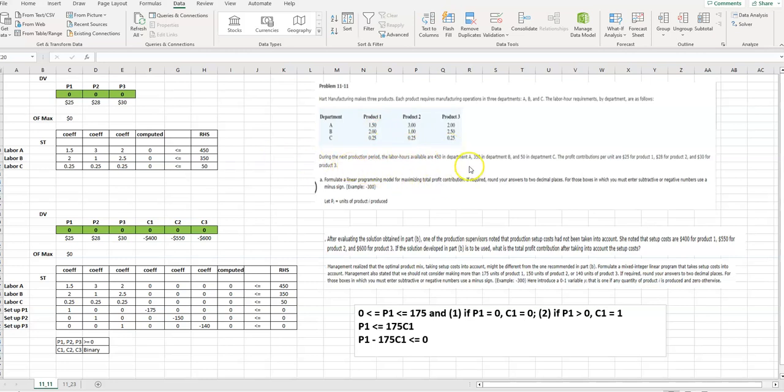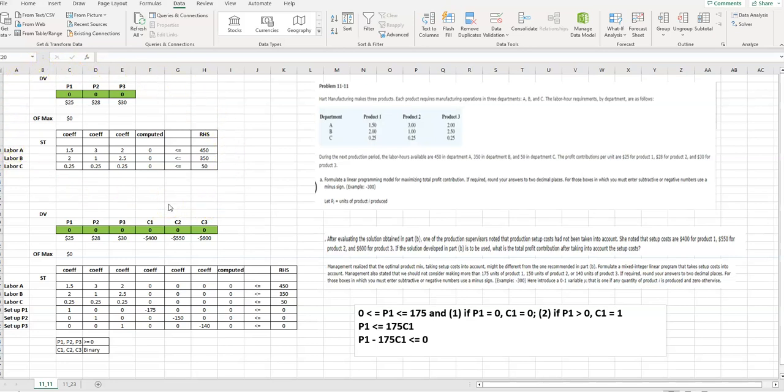And then it goes further to say that there is a maximum of 450 labor hours available in Department A, 350 hours available in Department B, and 50 hours available in Department C. Finally, the contributions by profit, $25 for product 1, $28 for product 2, and $30 for product 3. So all of that information has been adapted over here in a very simple LP model.